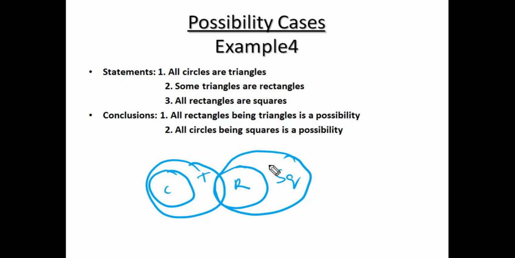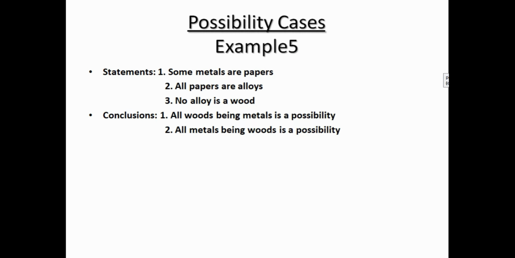Sir, why are you drawing the Venn diagram? Without Venn diagram, we can answer this one. See how? Is there any negativity in the given statements? No, sir, there is no negativity. All the statements are positive, then positive possibilities follow. All rectangles being squares is a positive possibility that follows. All circles being squares is a positive possibility that follows. That's all. Without drawing the Venn diagram also, we have answered this question. Even if we draw the Venn diagram, we'll get the same result.